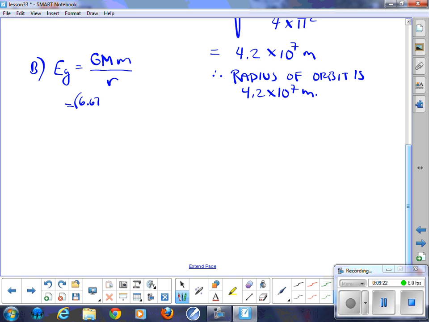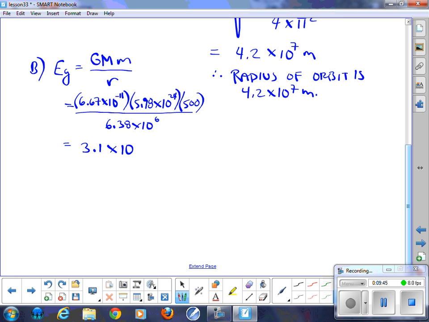So 6.67 times 10 to the negative 11, 5.98 times 10 to the 24th. Mass of the rocket, I think it's 500, divided by the radius of the Earth, because it's sitting on the Earth's surface right now. So 10 to the 6th. And when you calculate that, you get 3.1 times 10 to the 10th joules. So therefore, the rocket has 3.1 times 10 to the 10th joules of energy on the Earth's surface.